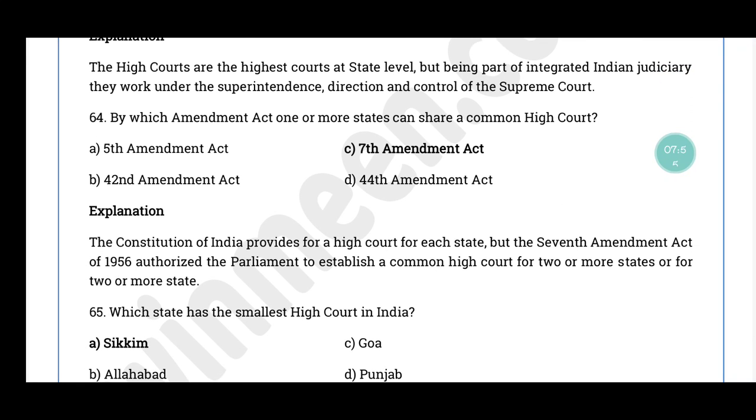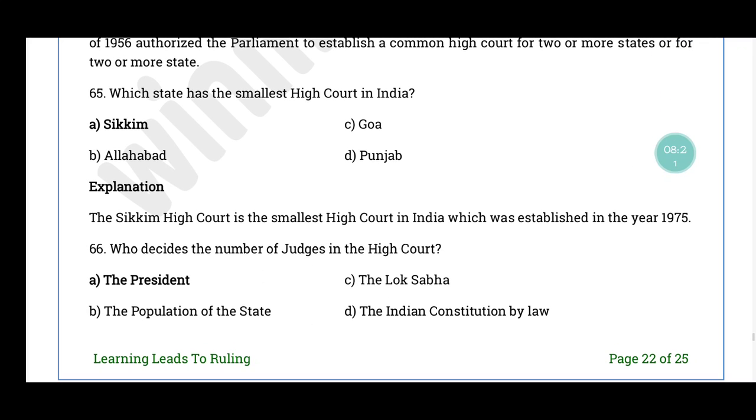Question number 64. By which amendment act can one or more states share a common high court? The correct answer is option C, 7th Amendment Act. The Constitution of India provides a high court for each state. But according to the 7th Amendment Act, in 1956, it authorized Parliament to establish a common high court for two or more states.